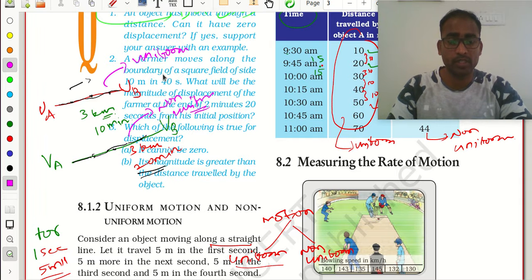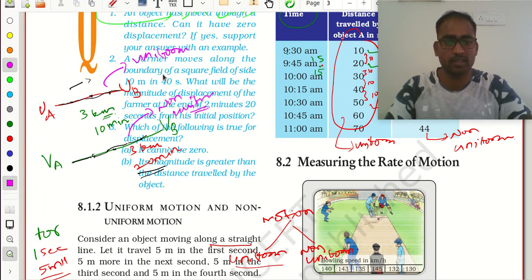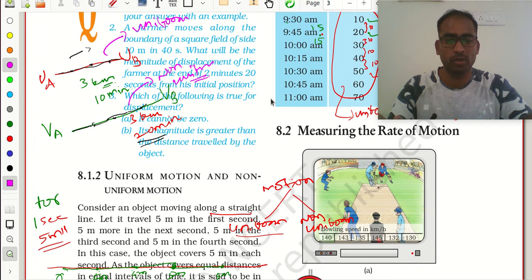But if you see the planets' motion, is that uniform or non-uniform? Yes, perfectly. That is a uniform motion. And the earth's rotation is also a uniform motion. Now you understood what is a uniform motion and what is a non-uniform motion.